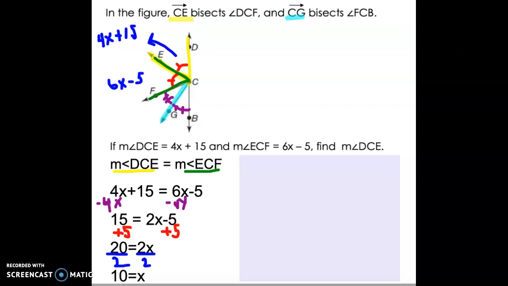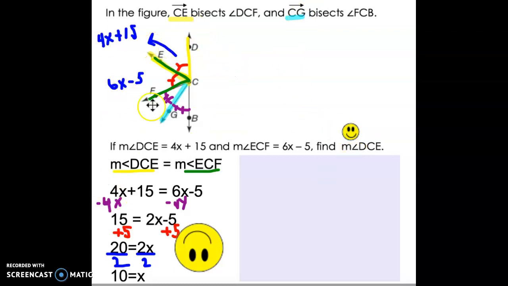So we found our value of x, we found that it is 10, and now we are happy. But we don't want to be too happy, because we need to go back and see, are we done with the problem? And the answer is no, we're not. Because the problem doesn't say find x. The problem says find the measure of angle DCE. So now we need to figure out how I can find the measure of angle DCE now that I know that x is 10.